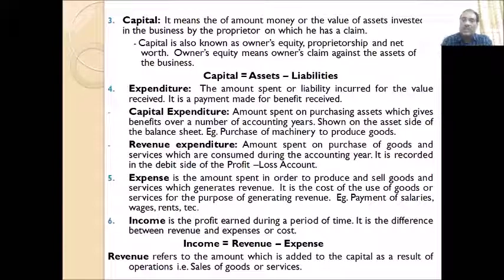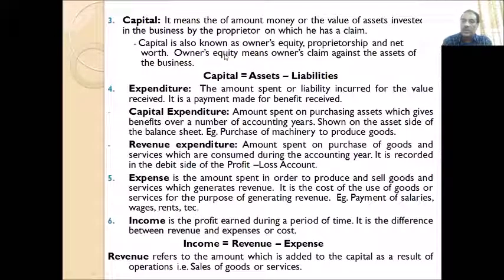Then expense. Expense is the amount spent in order to produce and sell goods and services which generates revenue. So there is a difference between expenditure and expense. Expenditure is the sacrifice or payment made for receiving the value worth the goods that we purchase or buy in lieu of the expenditure. Whereas expense is the amount spent in order to produce and sell goods and services which generates revenue. It is the cost of the use of goods or services for the purpose of generating revenue.